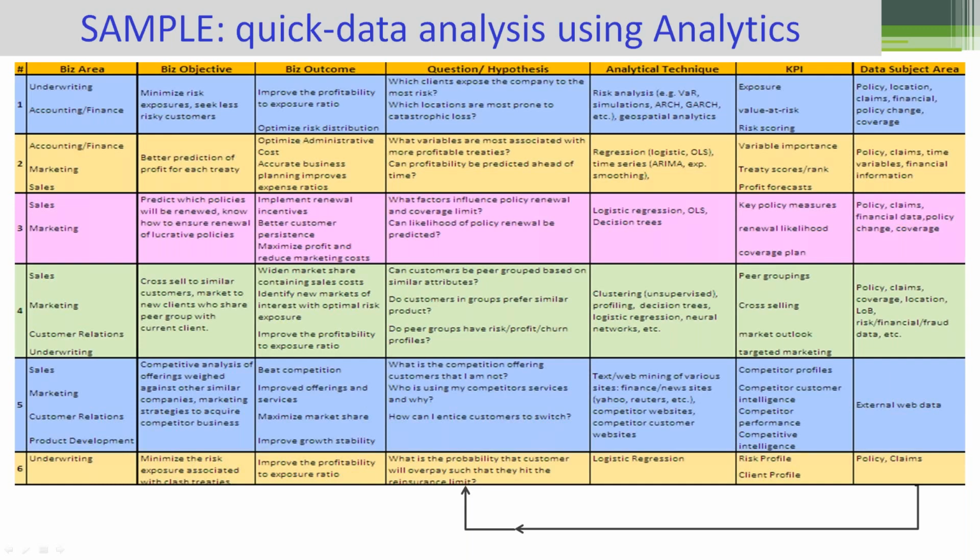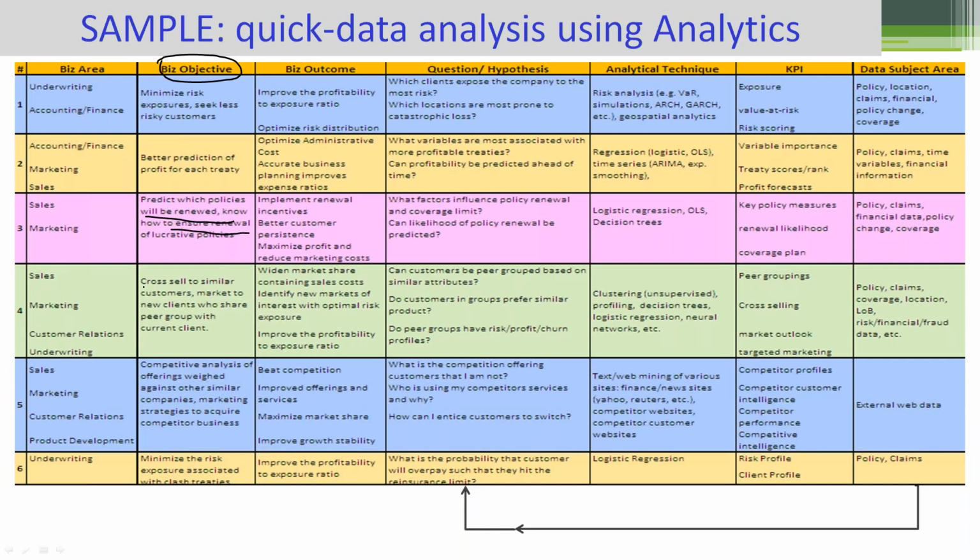For example, I'm not going to focus on everything. I'm just going to focus on the easiest one. Let's look at sales and marketing. Sales and marketing is like: predict which policies will be renewed, predict which ones have been lucrative policies. That's the business outcome. So we want to predict which policies are.